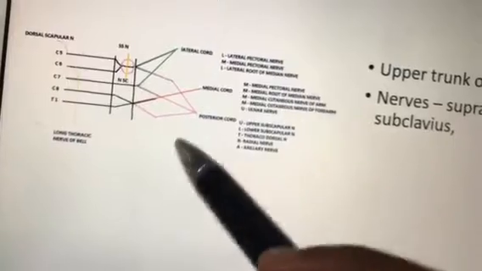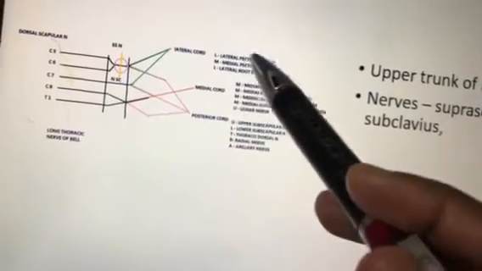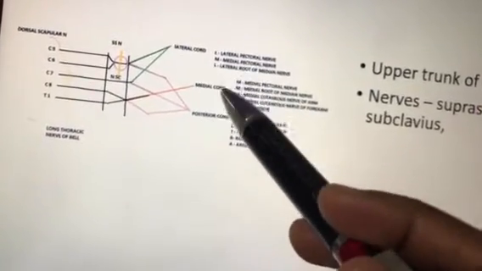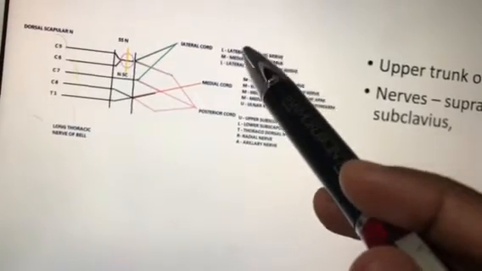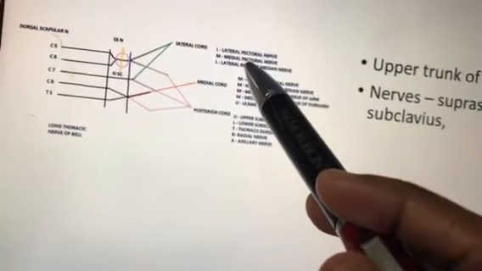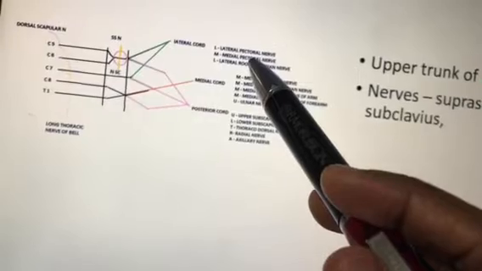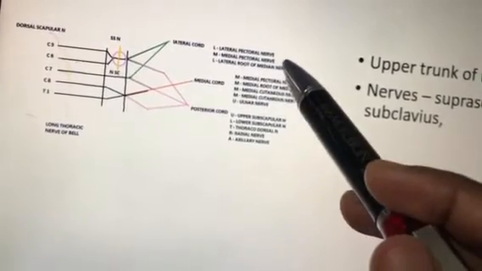So the musculocutaneous nerve supplies the biceps, brachialis and coracobrachialis. So biceps is the powerful supinator. So what will happen if the biceps is gone, if the musculocutaneous nerve is gone?